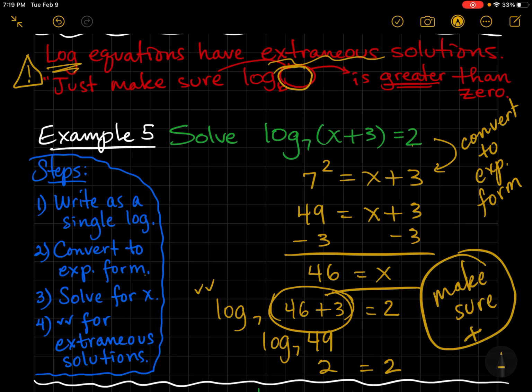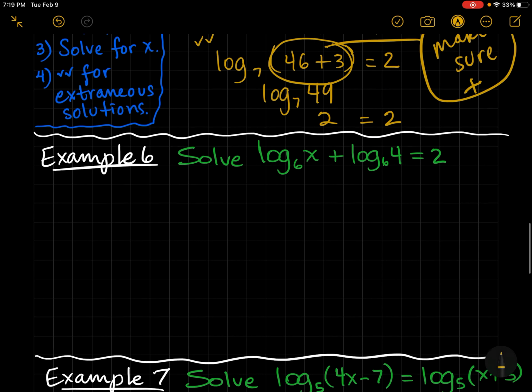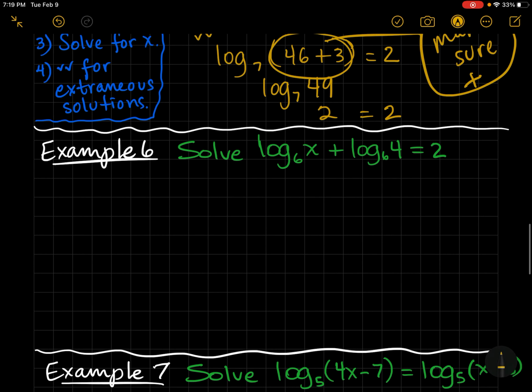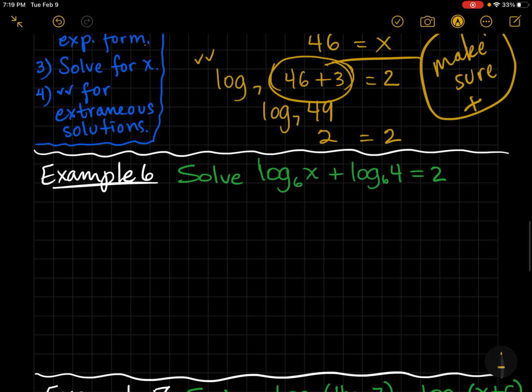Okay? Not 0, not negative. But it's got to be greater than 0. Alrighty, let's see if we can follow the steps for example 6.